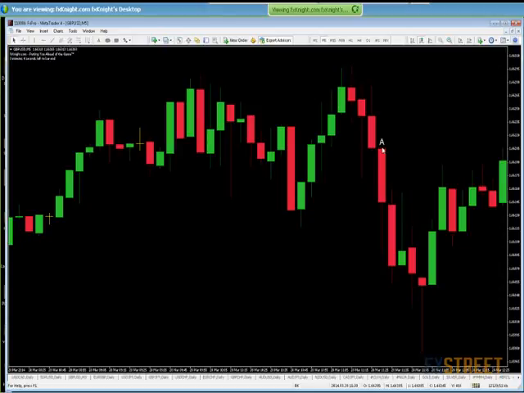Okay? So red candles open on top. That's why they're red, right? And close lower than they open. So this is where we were at the moment the news came out. The beginning not of the trend, but of the news trend. That's point A.